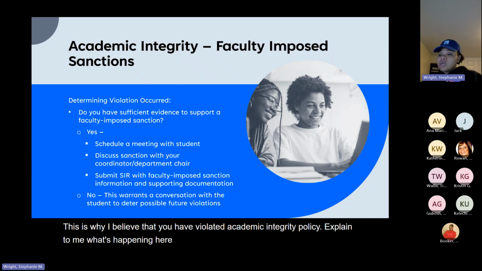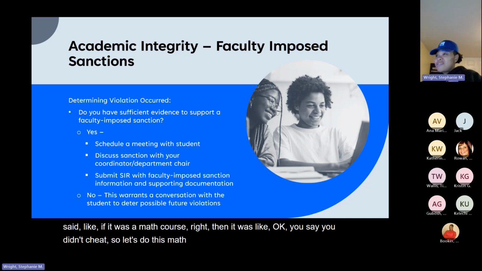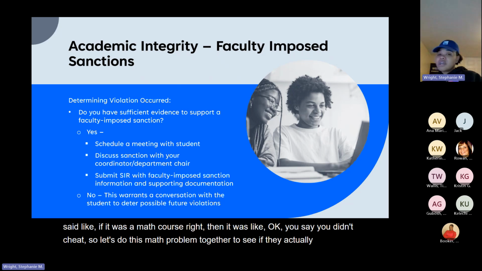And so I've seen where faculty members have said, if it was a math course, then okay, you say you didn't cheat, so let's do this math problem together to see if they actually can do the steps.